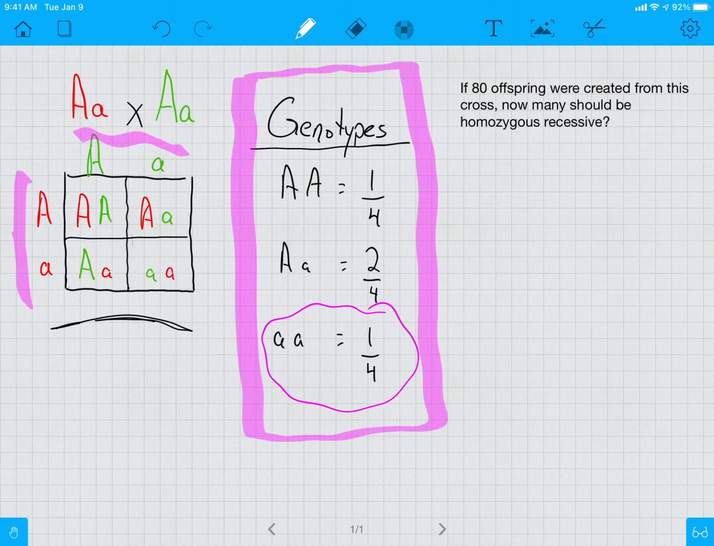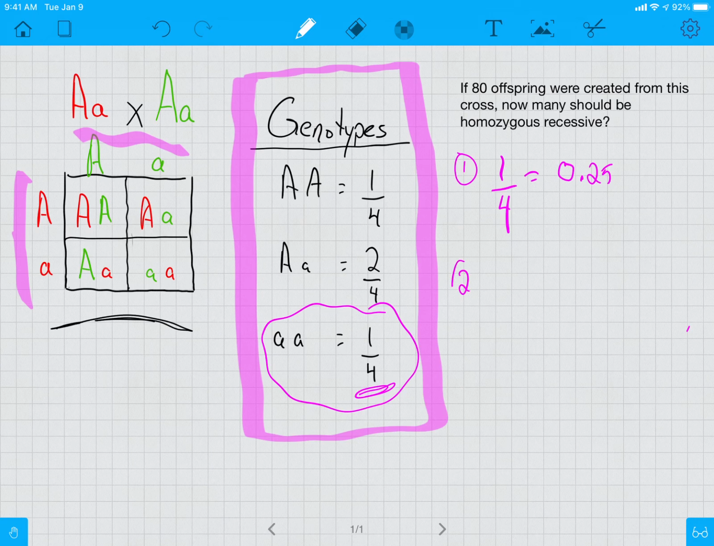So the first step that we always want to do is take our proportion, in this case 1 out of 4, and turn that into a decimal number. Typically, we take the top number and divide it by the bottom number, and in this case we'll get 0.25.